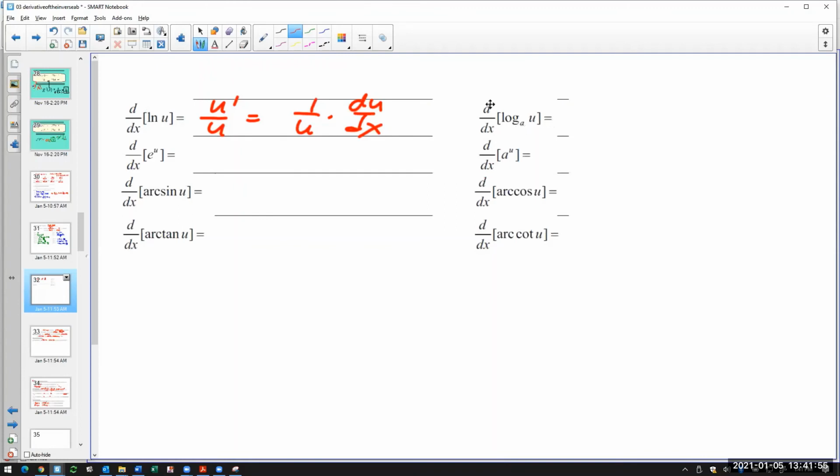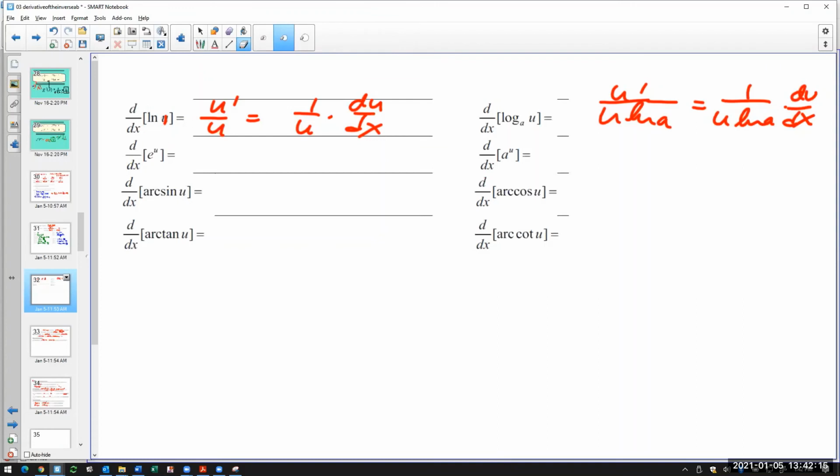This one students have a lot of trouble with, the log a u, but guys, it's just like this one, okay? It's u prime over u, except you have this extra thing. Do you remember what it is? Ln of a on the bottom, okay? And again, this top can bounce out, so if it bounces out, you end up with this 1 times du dx. All right, I think the derivative e^u we've done, right?